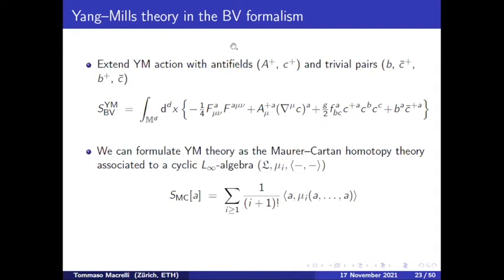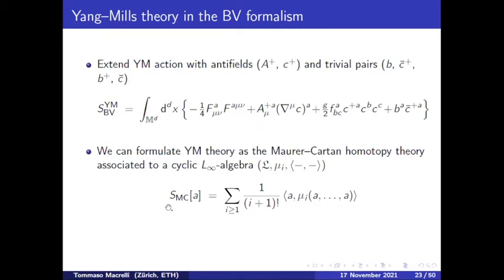Now, we want to reformulate this action inside what is our general template to cast every polynomial action we are interested in. That is homotopy Maurer-Cartan theory. So let's consider an L-infinity algebra. Let's consider a cyclic L-infinity algebra. That is an L-infinity algebra endowed with a bilinear pairing that is cyclic in the usual sense. We can associate to this cyclic L-infinity algebra a Maurer-Cartan homotopy theory.